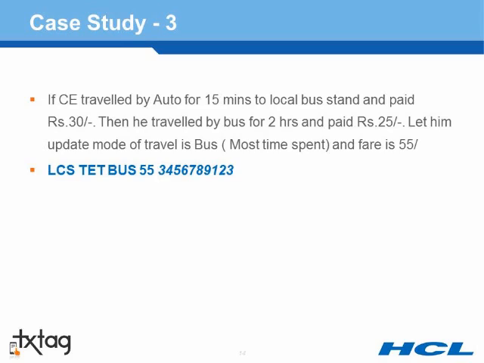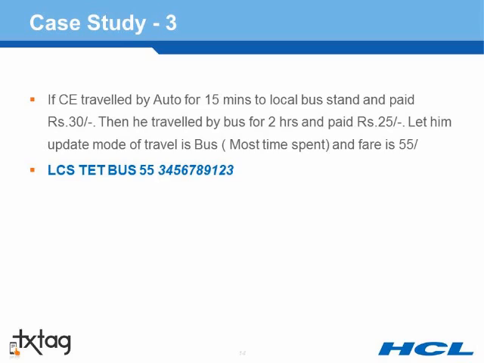So pick that mode of travel where you spent most time, if you have used more than one mode of travel. In this case, auto was 15 minutes and bus was 2 hours, so the CE has to say LCS space TET space bus, because bus took the more travel time. But when it comes to amount, he adds up both, that is 30 rupees for the auto and 25 rupees for the bus. So 55 rupees is the total travel expense. It is not that the bus expense is 55 rupees, the total travel expense is 55 rupees. The bulk of the travel was by bus, so he has updated it as bus.